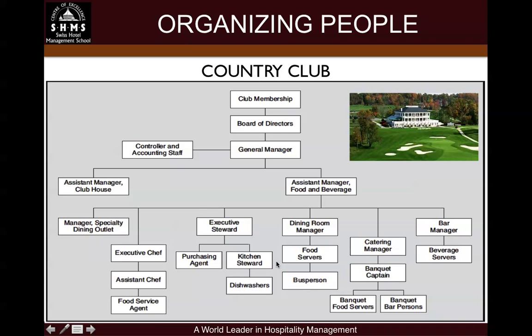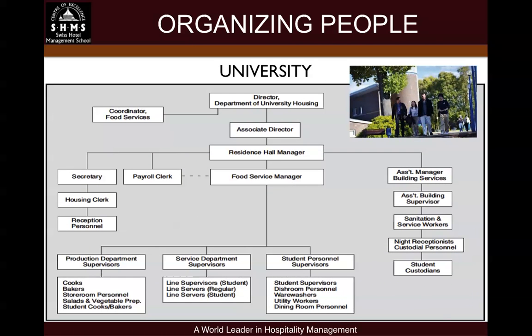Next, we have a country club. Same story for all these. You have the production with executive chef, assistant chef, stewarding, etc. And then you have the service part. In this case, you have a bar, you have a catering service, and you have the dining room. But you see that the structure is always the same. What changes are the positions and the amount of people you will have. But remember that the division is service and production. That is the main one.